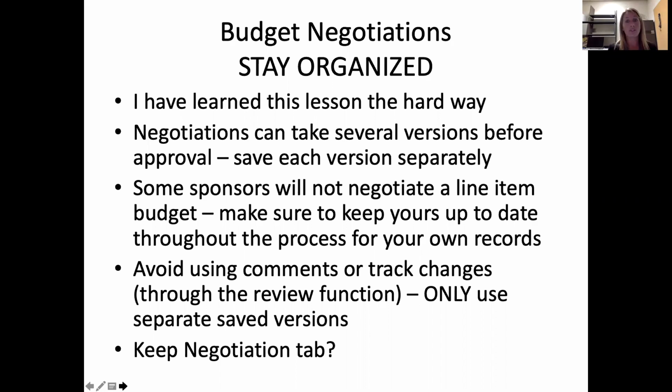So it can take several versions back and forth to get a budget approved. And I know I hear a lot that some sponsors won't negotiate a line item budget. And so, we have these beautiful line item budgets. The sponsor's not going to approve them or negotiate with those. And that's okay. It's okay to do that, but I think you still need to make them, and you still need to have them for your own reference.